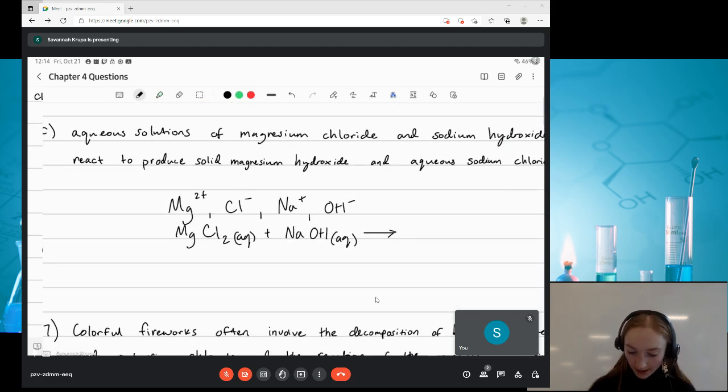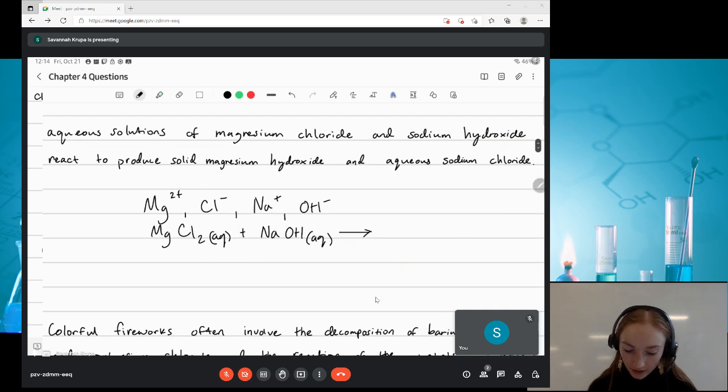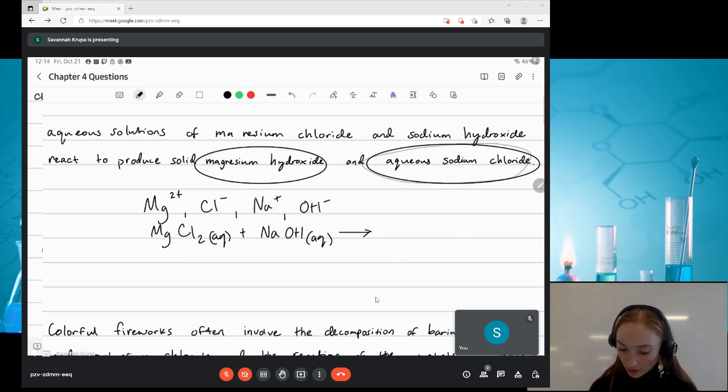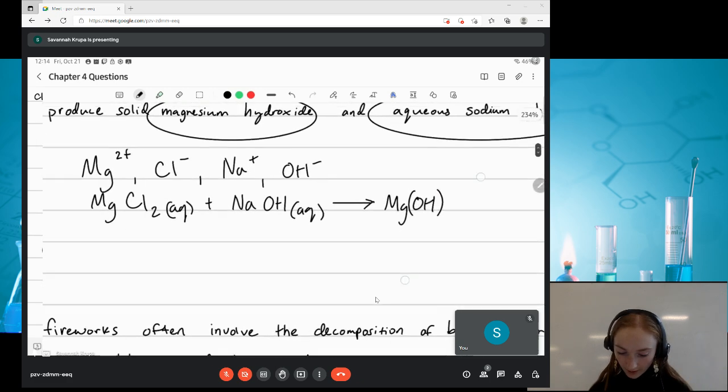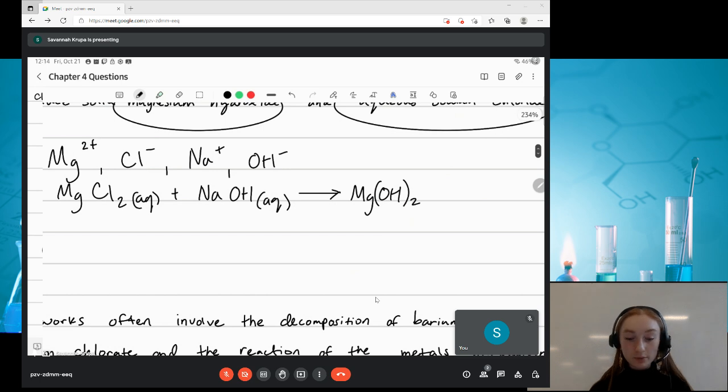And so let's work on the right side of the equation. So it says it's going to react to produce solid magnesium hydroxide and aqueous sodium chloride. So we have magnesium here, and then we have hydroxide. So that's the magnesium OH. But since magnesium is a 2+ and hydroxide is a minus, we will need to have 2 hydroxides. We'll zoom a little bit more. 2 hydroxides to balance this out. And since it also said it's solid in the problem, we'll put a solid right there.